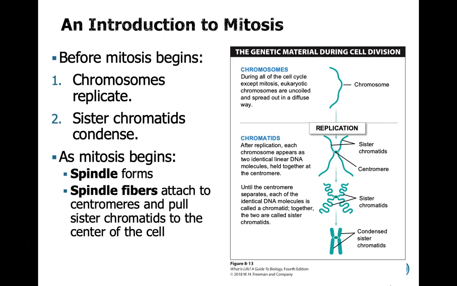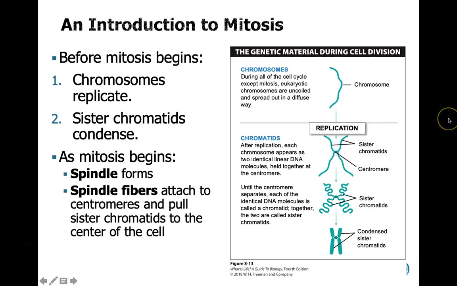Now, the reason they have to condense is that if you try to separate them when they're all jumbled up in the nucleus, things are going to get broken, they're going to get lost, they're not going to be separated equally. So part of the goal of mitosis is to be able to separate chromosomes evenly. Remember, we've replicated our chromosomes, and now each cell has to get one copy of every chromosome. So chromosomes condense as a way for the cell to more easily partition them.